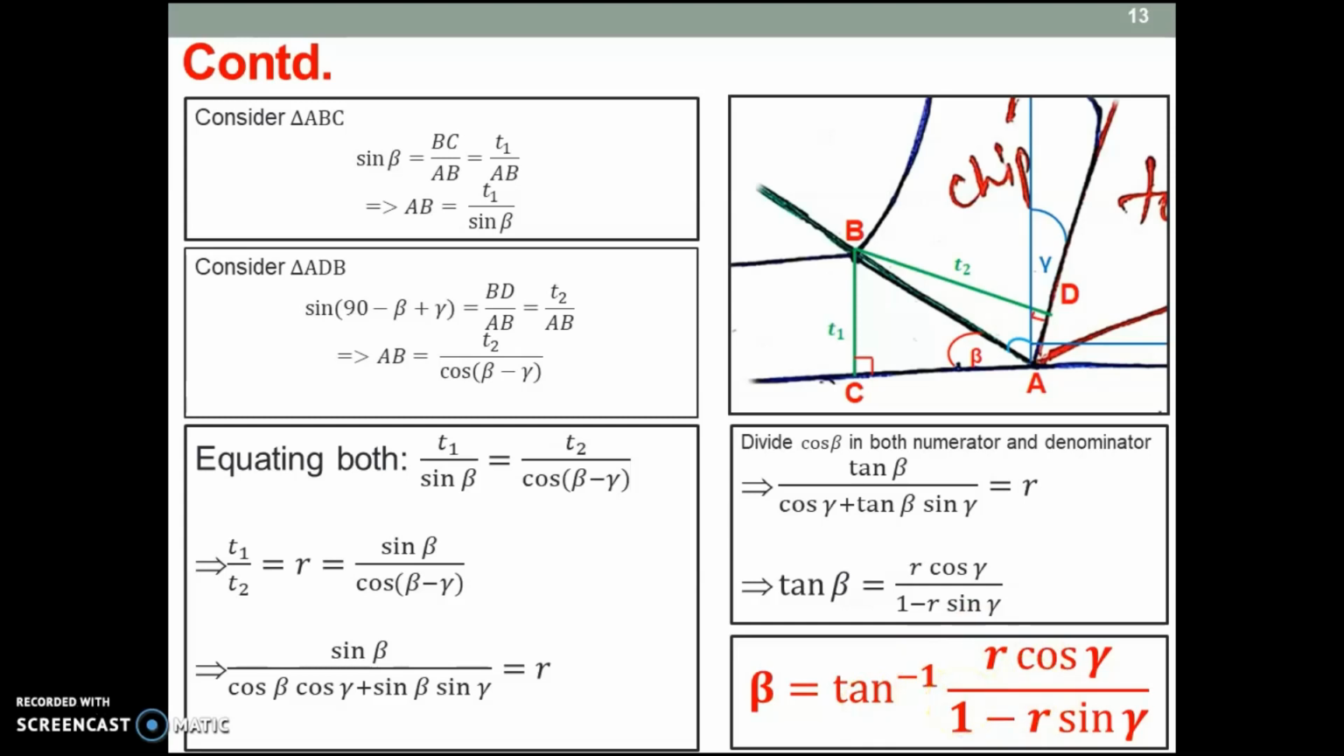So in the next class we are going to discuss how to calculate the force induced during the machining operation. So thank you.